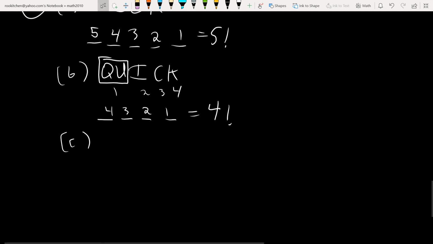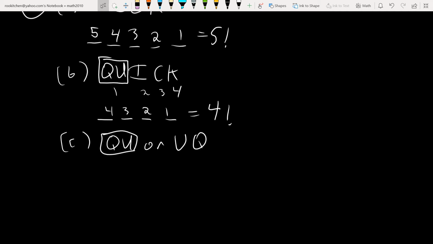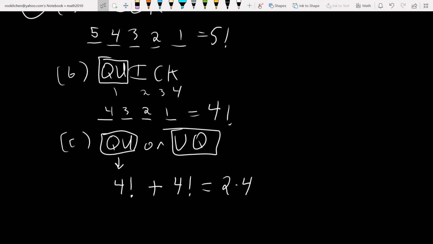Part C, they want to know how many different ways can you do this if you're using QU or UQ. Okay. So this is one of those disjoint addition rule type problems. All the different words you can form where QU is together, that's going to be 4 factorial. And the number of different words you could form with UQ, that's going to be 4 factorial. These are disjoint sets, so you can add them together to get the total number. And of course, that's just 2 times 4 factorial.